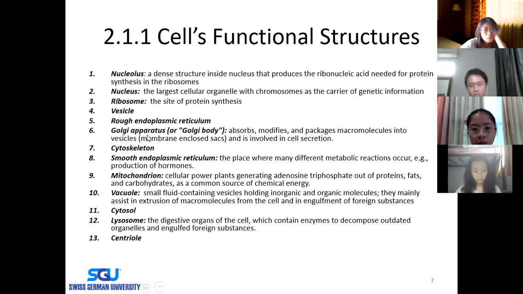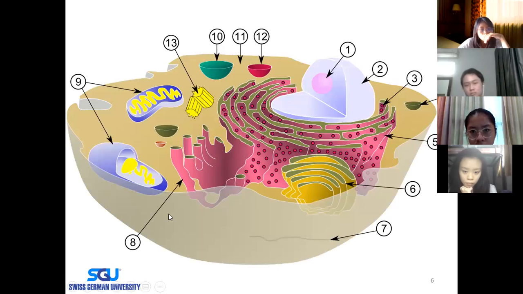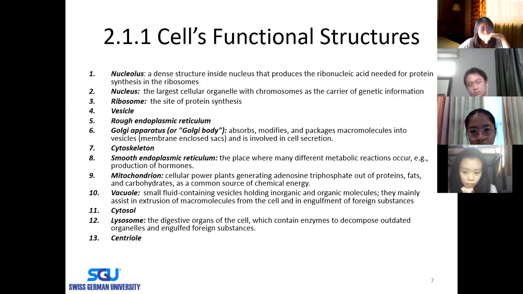Then the smooth endoplasmic reticulum, where many different metabolic reactions occur, for example the production of hormones, in number eight. Where is number eight? This one. This is smooth, so it means there are no ribosomes. It is connected with the rough endoplasmic reticulum, but there is no ribosome attached to the smooth endoplasmic reticulum. Then mitochondria, as Anita mentioned, are the cellular power plants generating ATP, adenosine triphosphate, the energy substance, a common source of chemical energy within the cell.